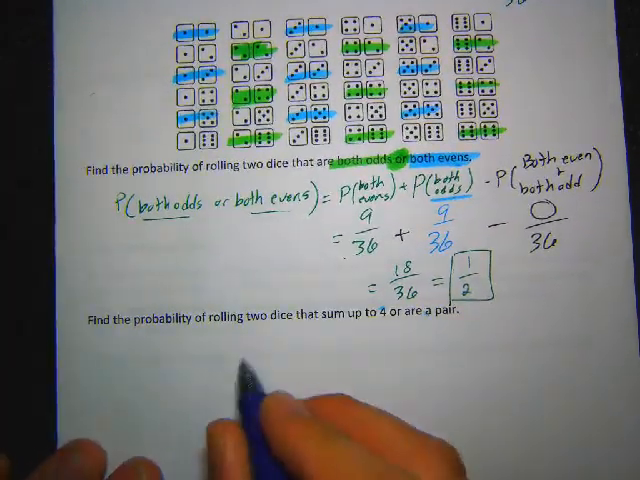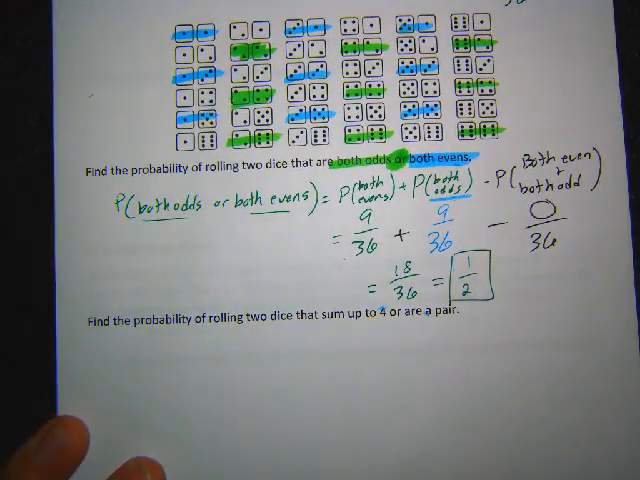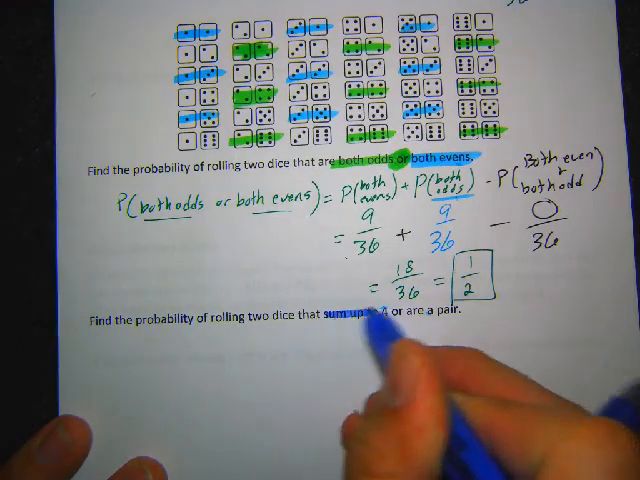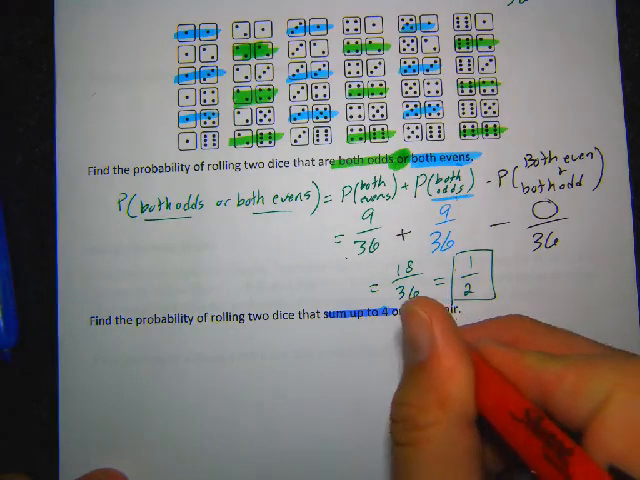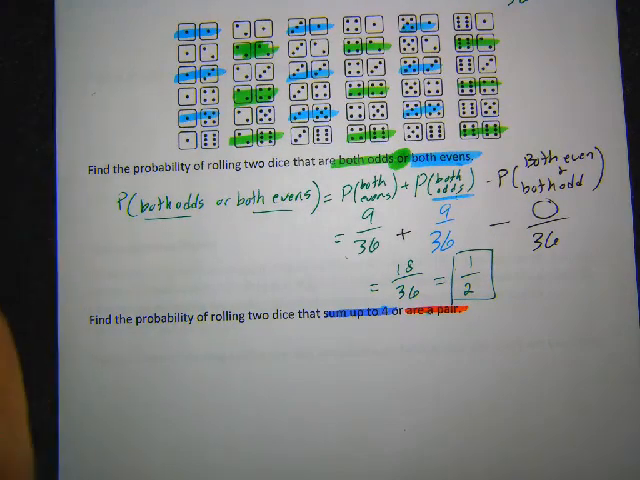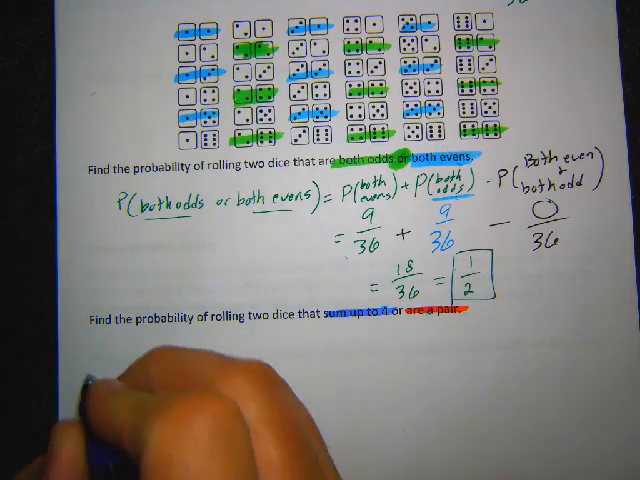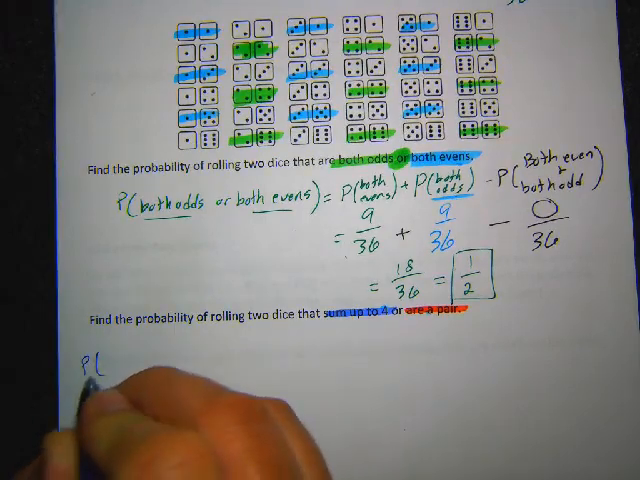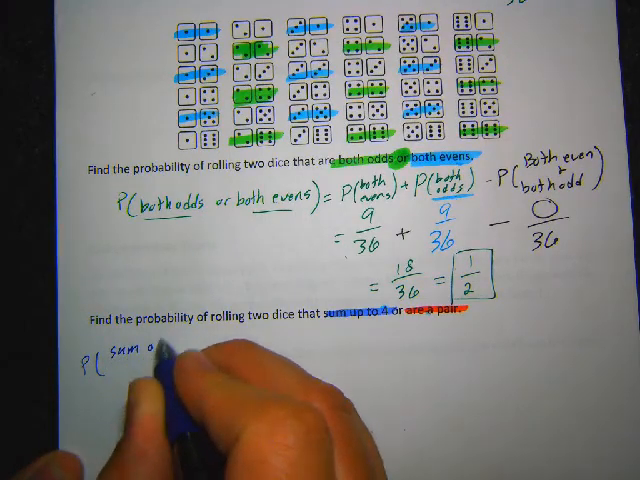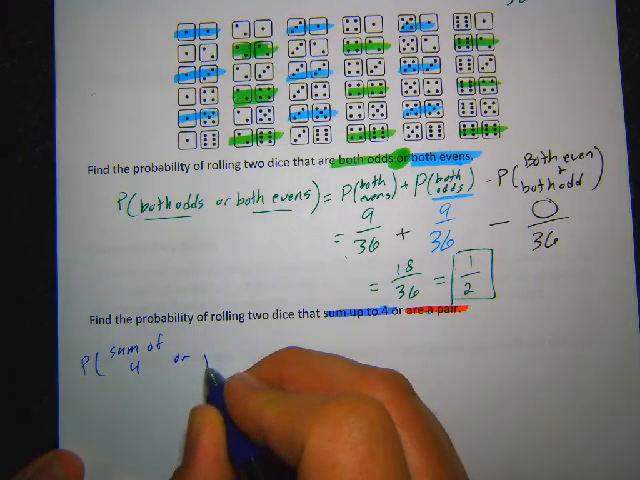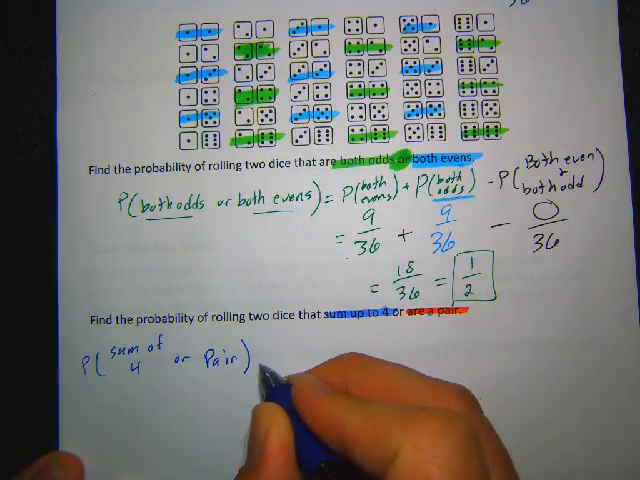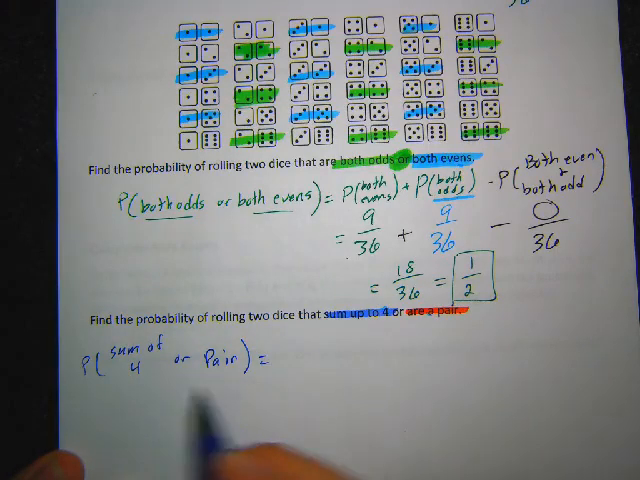This time we're going to find things that sum up to 4 or things that are a pair. So I'm looking for the probability of finding a sum of 4 or a pair. And again, when we have or, we find each one separately.